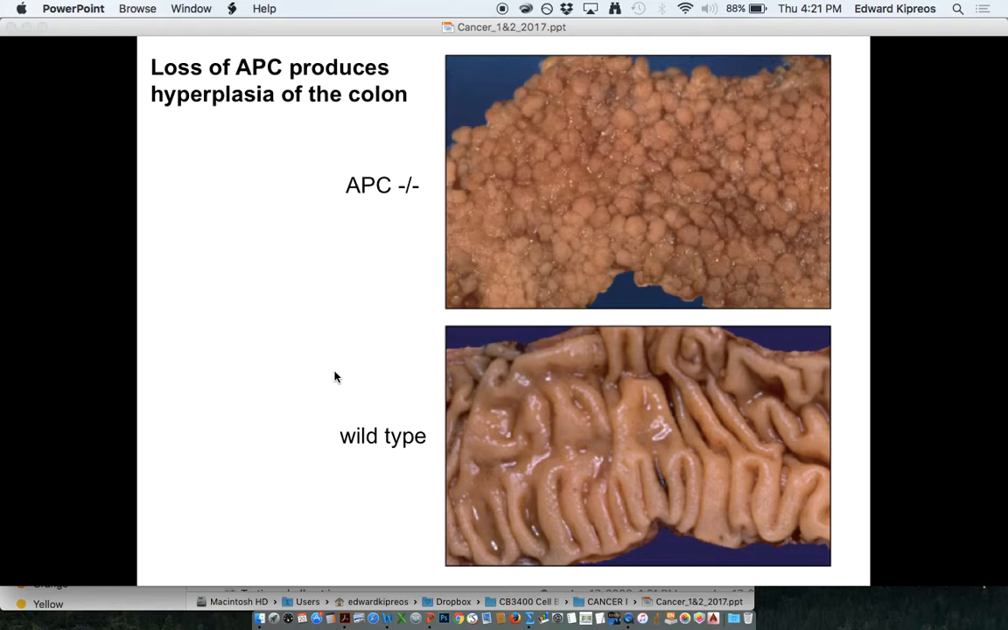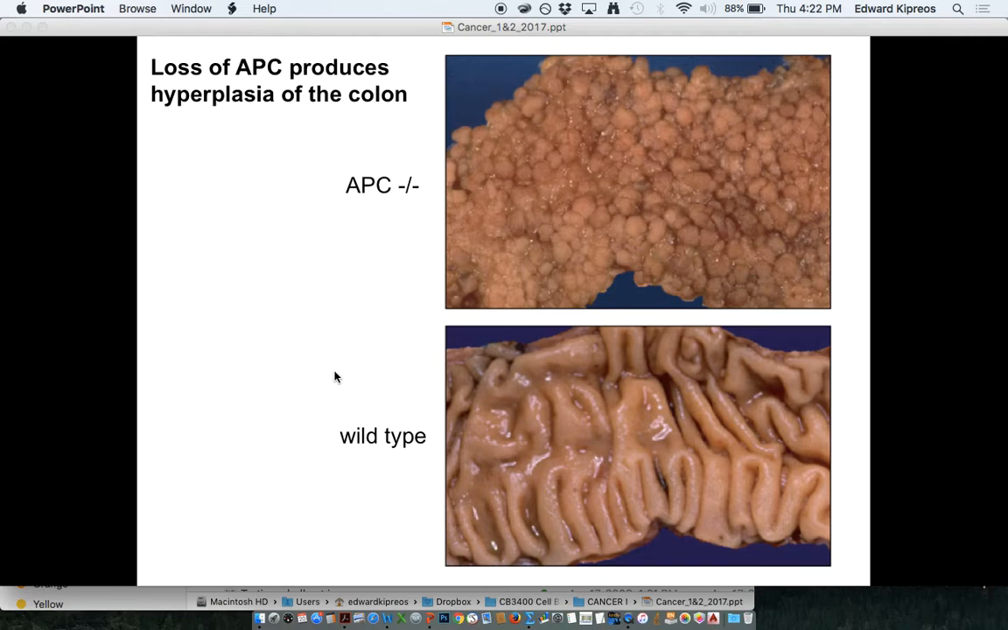So there's certain families where both copies of APC are mutated. And what happens is these people get colon cancer super early, and the reason why is because here's a wild type colon, and you've got all these folds, but it's pretty smooth. And if you were to have a polyp, you could see it, and that's what I told you, where they can just cut it away. But when APC is missing from the beginning, the whole thing turns into a polyp.